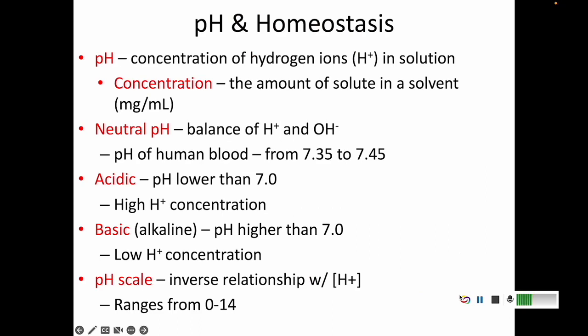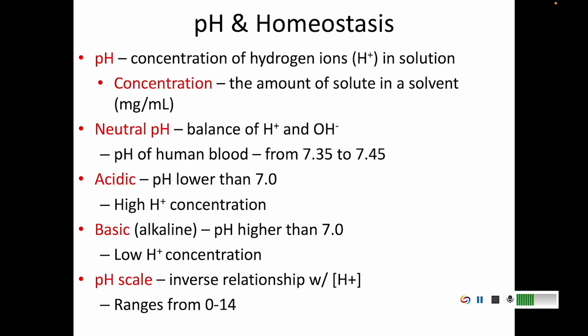The pH of a system will tell you how much hydrogen ion it has, what its concentration is, how much is in that solution. When you have a neutral pH, your hydrogen and your hydroxide ions are balanced. So neutral pH is 7.0. The pH of human blood is 7.3 to 7.45, so that's pretty neutral, pretty close to 7. As a pH gets lower than 7, it becomes more acidic. And the lower it gets, the more acidic it is.